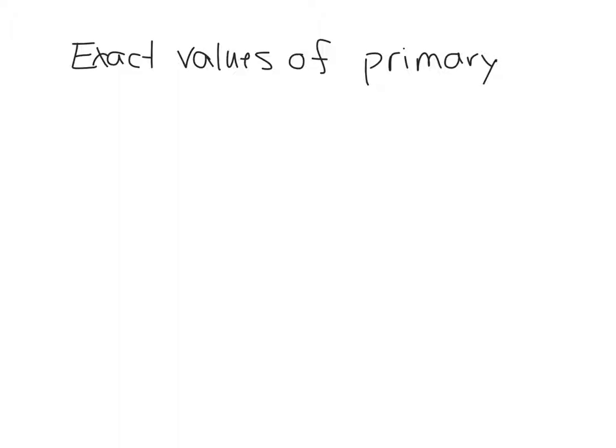Okay, let's try one. So let's do this differently. Let me give you an angle this time. So let's try to find exact values. Exact values of, let's pick an angle, like 300 degrees. So we want to find exact values of, not of 300, but exact values of the primary trig ratios for 300 degrees.